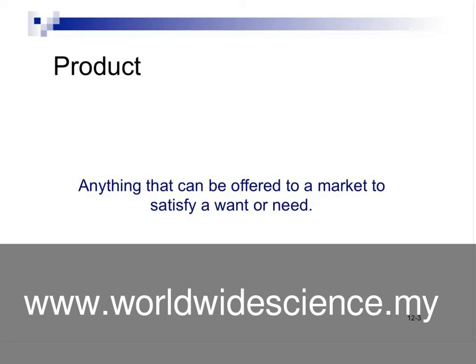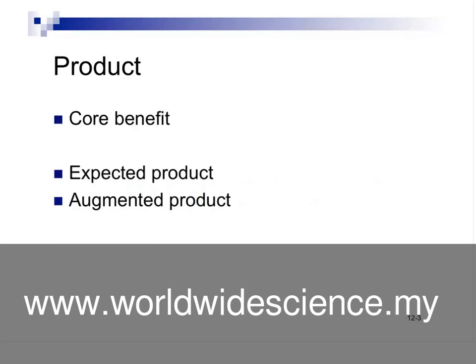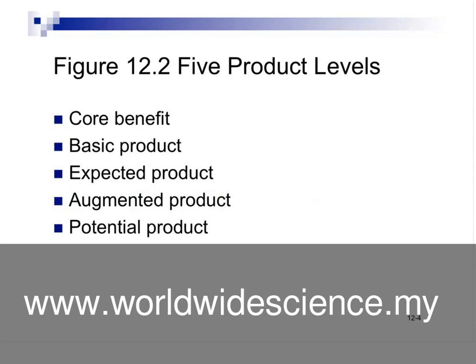Okay, so this is a very important concept in marketing: the 5 product levels. We have the core benefit, basic product, expected product, augmented product, and potential product. The core benefit, the core value that you're getting, is the benefit that the customer is really buying. Let's say a hotel guest, he or she is buying rest and sleep. So the core benefit is the bottom line.